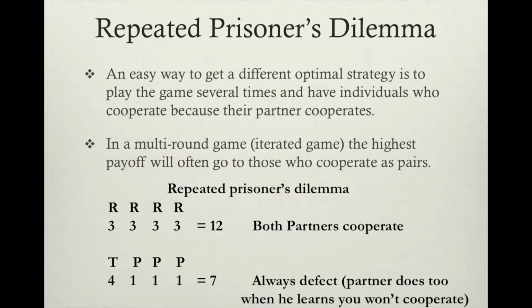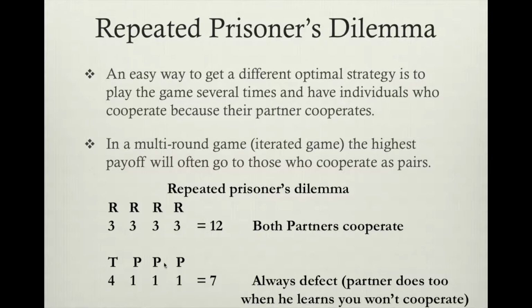And so the easiest way to get a strategy that's different from simply always defecting is to play what we call an iterated prisoner's dilemma, or a repeated prisoner's dilemma, and to have players cooperate because they know their partner is going to cooperate. In a multi-round game, the highest payoff is going to go to those who cooperate in pairs. And so in this context of mutual cooperation, we get a reward of 3 each round. That gives us a sum total of 12 units of reward.